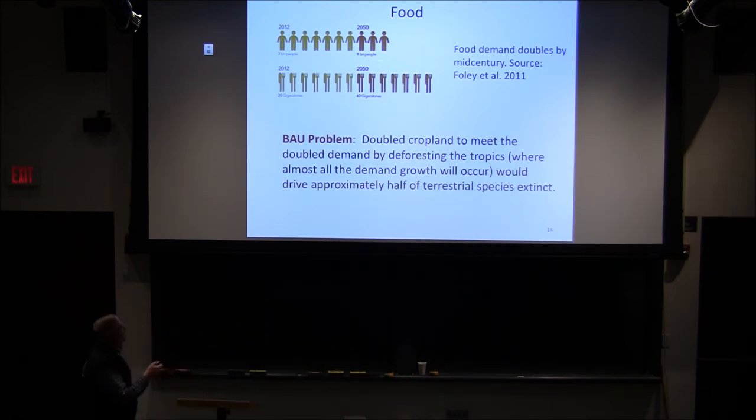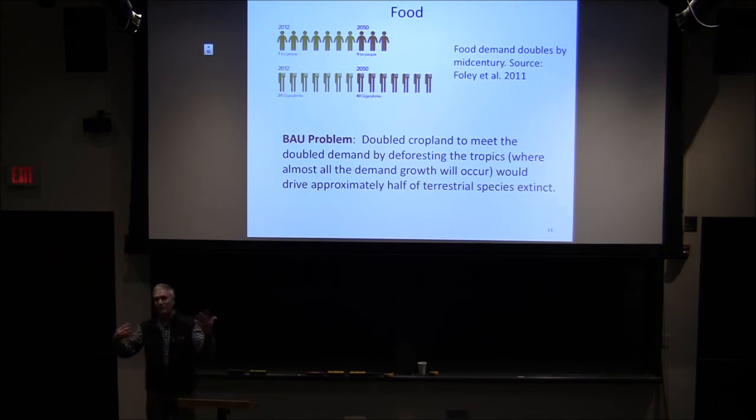And what we have here is food demand expected to double by mid-century, primarily because of changes in diet, primarily because of increased protein content of diets as people become more and more wealthy. So that's the problem. How are we going to supply all this food demand?